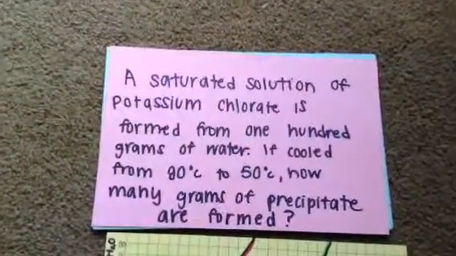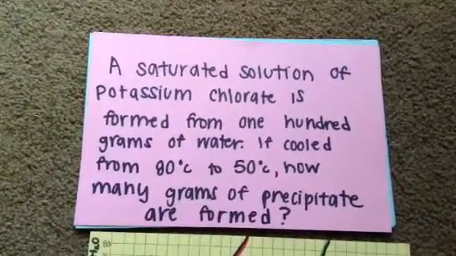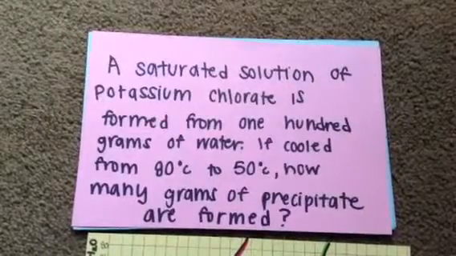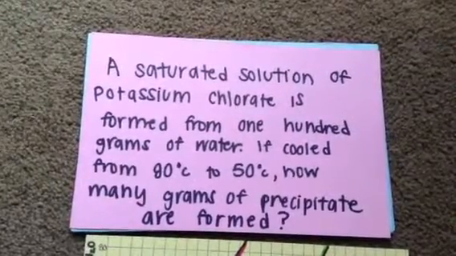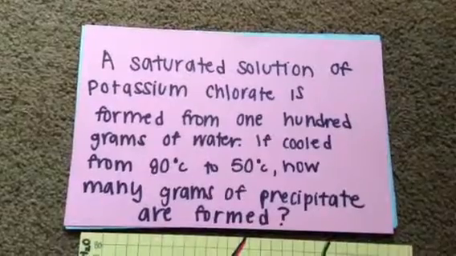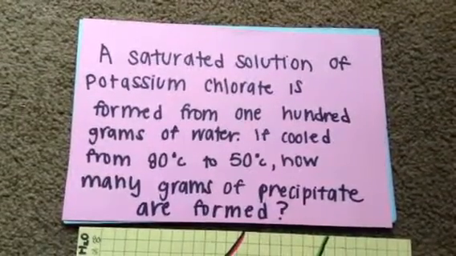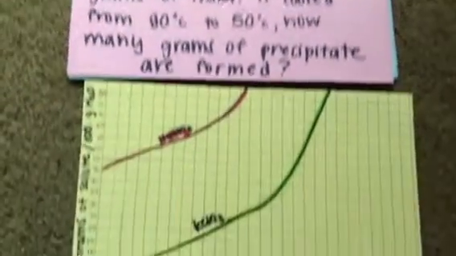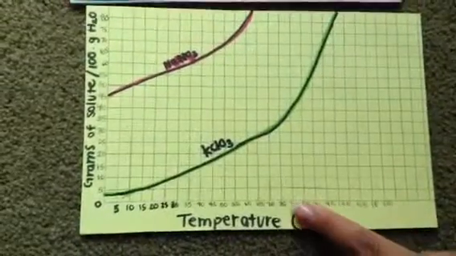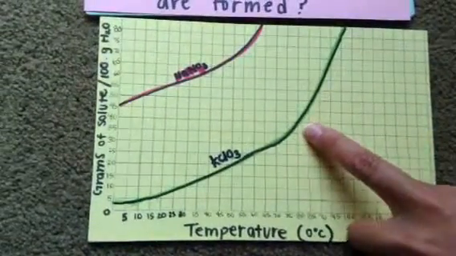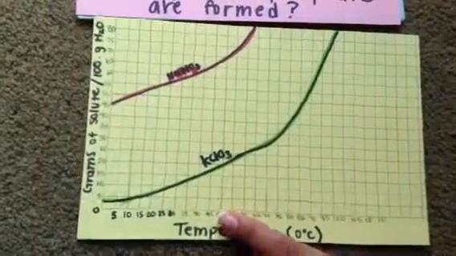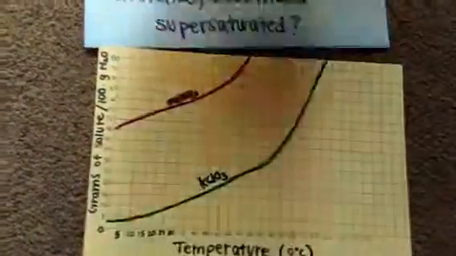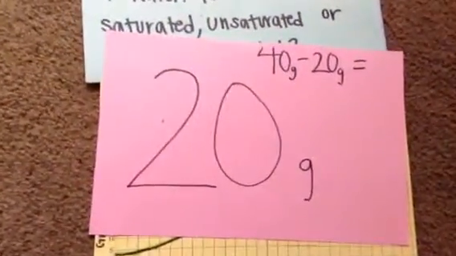A saturated solution of potassium chlorate is formed from 100 grams of water. If cooled from 80 degrees Celsius to 50 degrees Celsius, how many grams of precipitate is formed? Let's look at the graph. 80 degrees Celsius is at 40 grams, and 50 degrees Celsius is at 20 grams. So 40 minus 20 equals 20 grams.